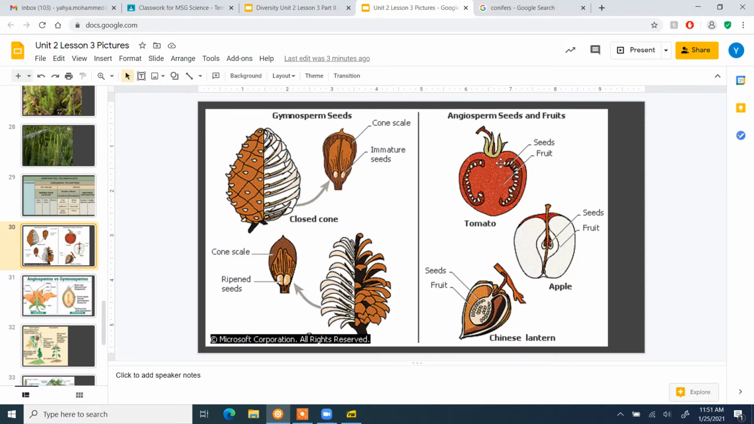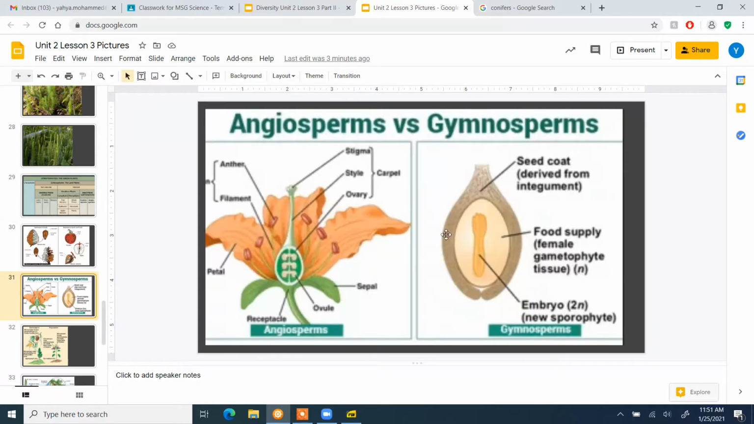So in angiosperms, the seeds are enclosed within some kind of fruit-like structure. Usually an animal will come by and eat the fruit, and then its seeds will go in its droppings and be released somewhere else. For a gymnosperm, the seeds are not enclosed within some kind of additional fruit that an animal will come and eat. This is another picture that is showing us the difference again. In angiosperms, they produce flowers. Gymnosperms do not produce flowers.